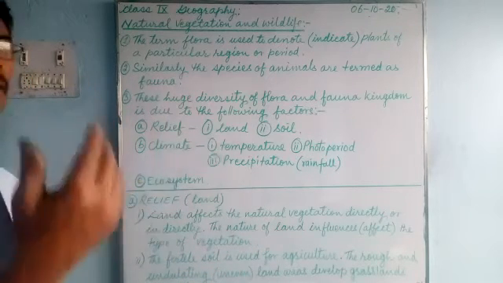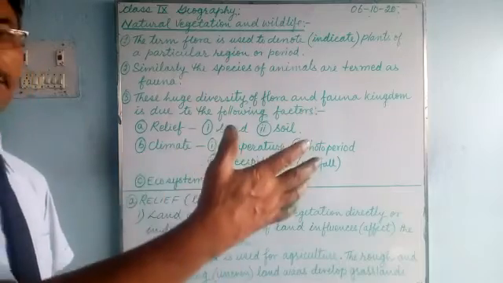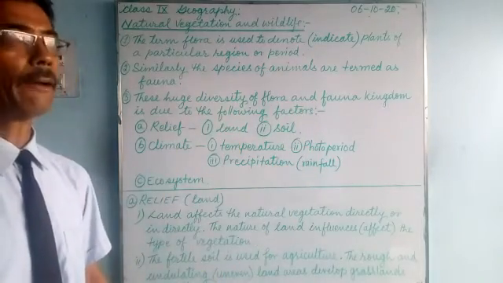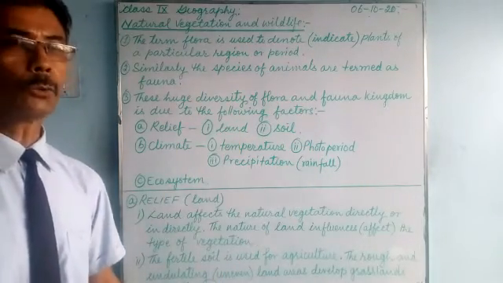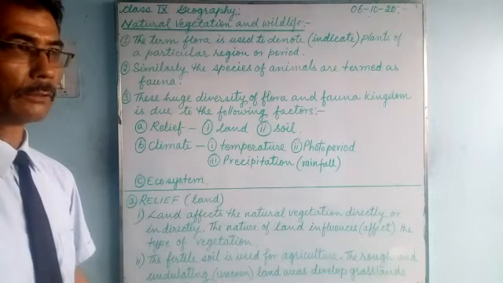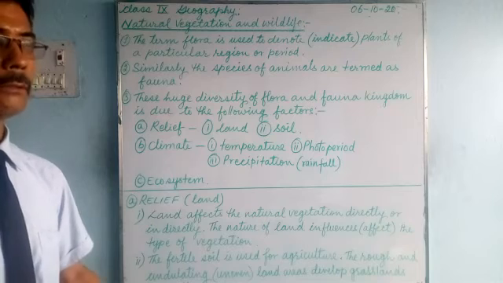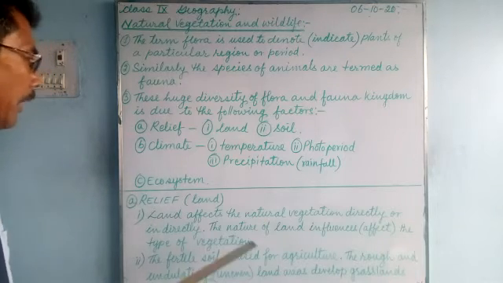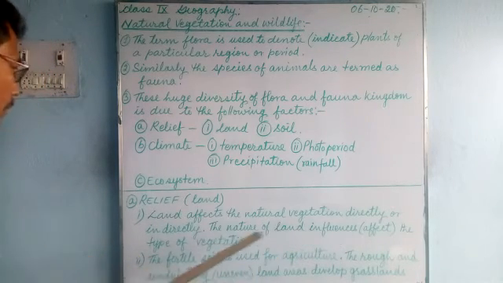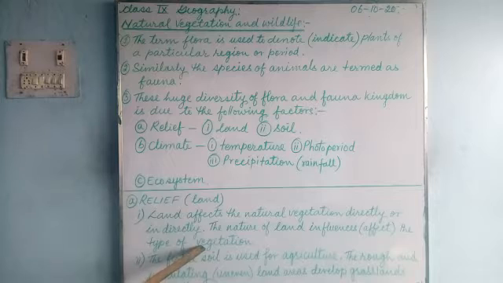In the mountainous areas you will have a different type of vegetation. Here we have a different type of vegetation. Near the coastal areas you have a very different type of vegetation. In desert areas you have a different type of vegetation. So the nature of the land influences the type of vegetation. That is one, land.